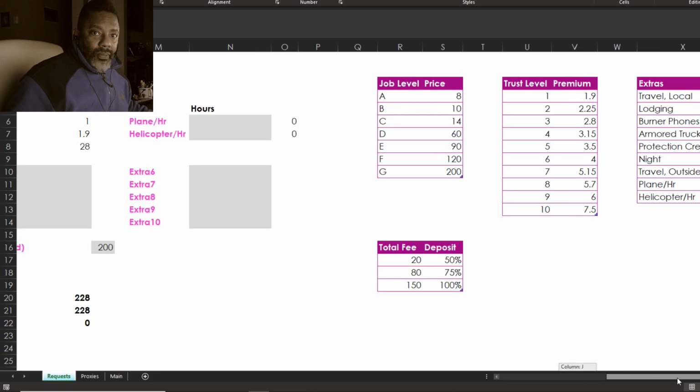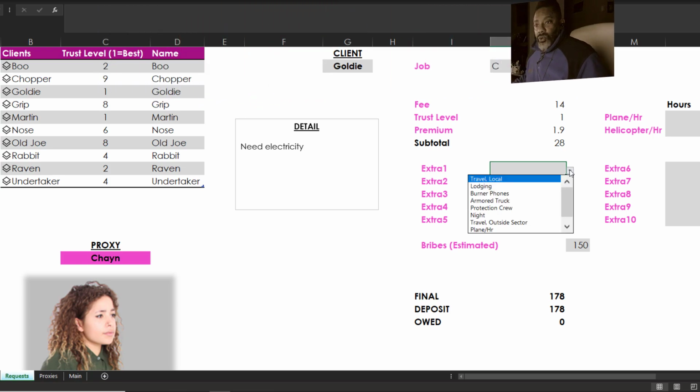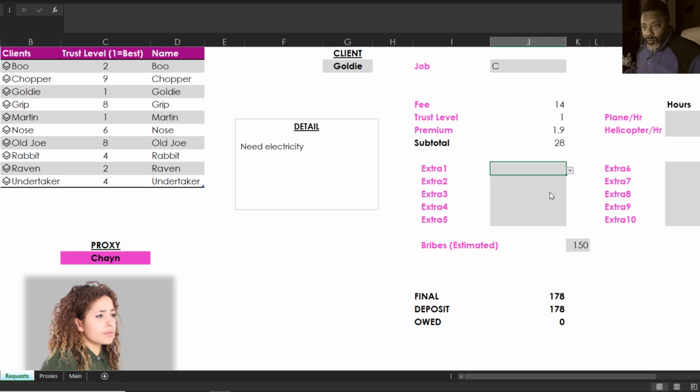Let's look at that. If this was somebody else, somebody with a trust level of 8, really crappy trust, that's gonna be a 5.7 premium. Do we need any extras? Maybe we know that we're gonna need 150 drops in bribes. And then there's extras. Maybe we need some burner phones, and we're gonna have to do it at night.